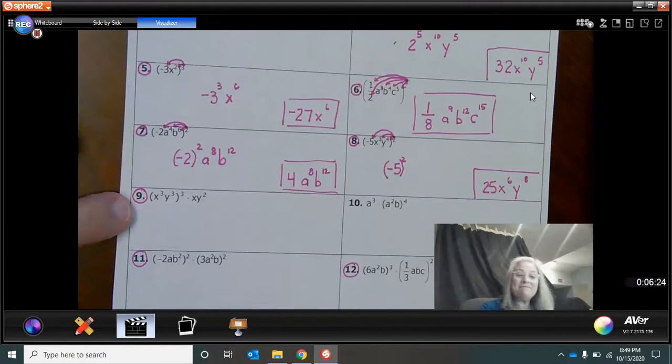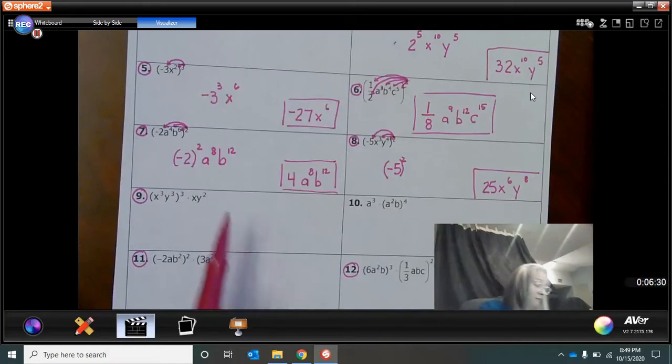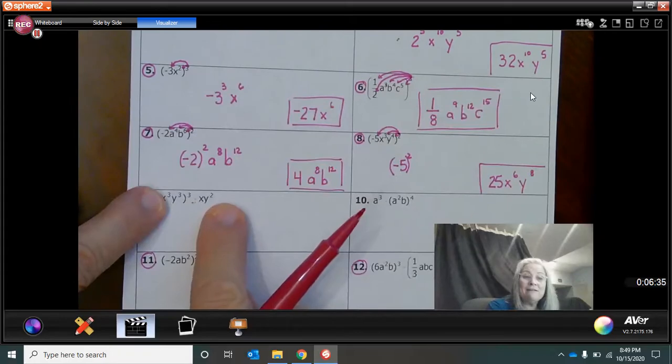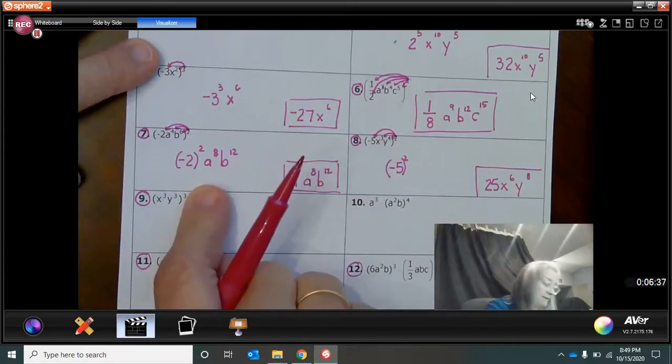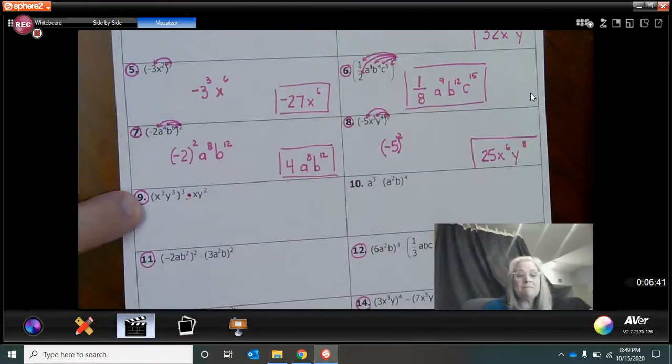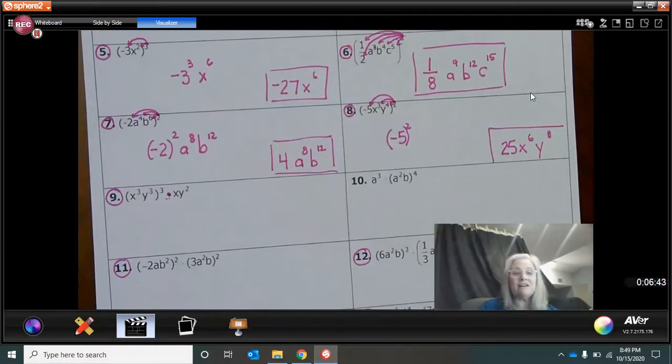Okay, number 9. Now we have something different happening on number 9. Not only are we going to raise something to a power, but we're also going to end up multiplying. We have two problems going on, this one and that one. So we're going to do the power one first. I'm just going to put my multiplication symbol nice and big there so that you can see it on the camera.